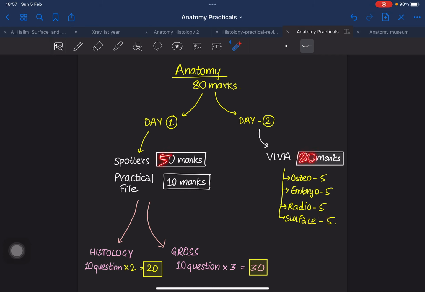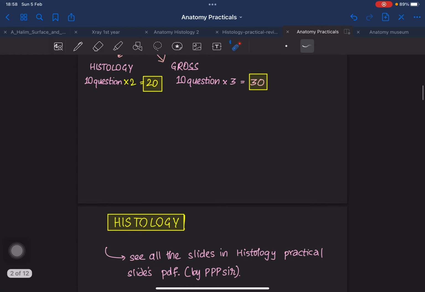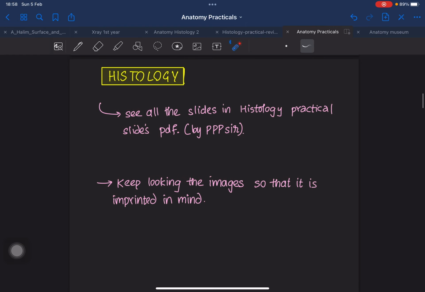In spotters we will have the 50 marks. So spotters is all upon how you perform, so you can gain a lot of marks through the spotters, and it also depends upon the viva itself. Okay, now let's see about the histology section.